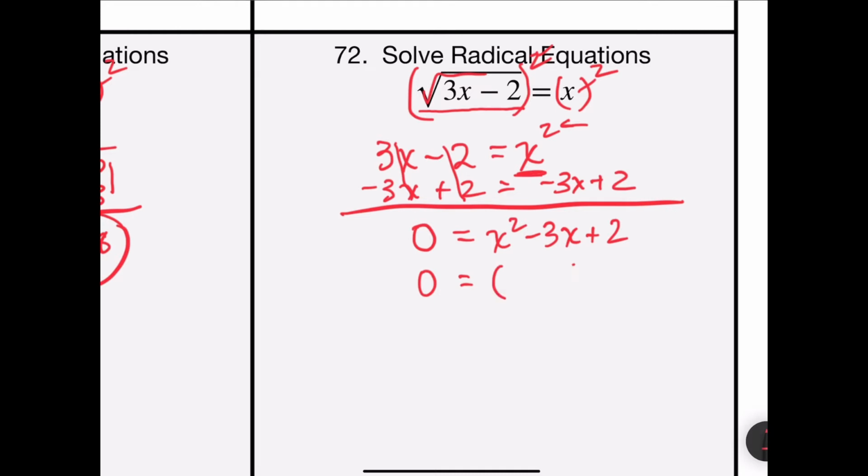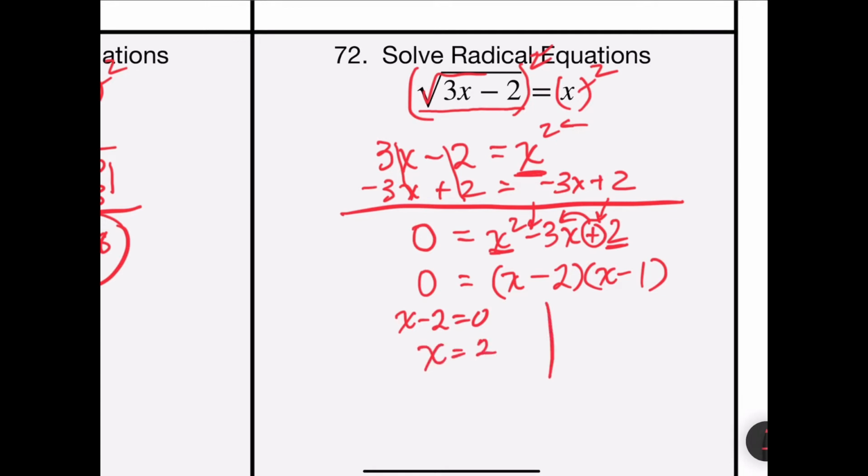Now I will factor. So I will factor the trinomial into two binomials. x squared will break into x times x, and I will need two factors of 2 that add up to 3. That would be 2 and 1. Both signs in the binomials will be identical because it has to multiply to a positive, and they will both be negative signs. Now I'm going to set each factor equal to 0. Case 1, what if x minus 2 were the 0? Then x would equal 2. Case 2, what if x minus 1 were the 0? Then x would equal 1.